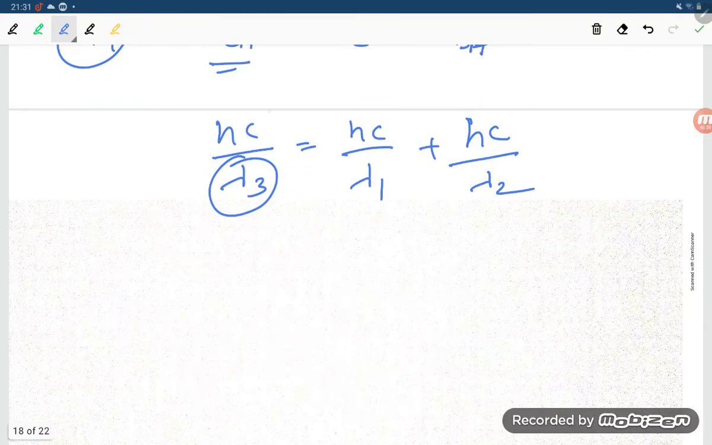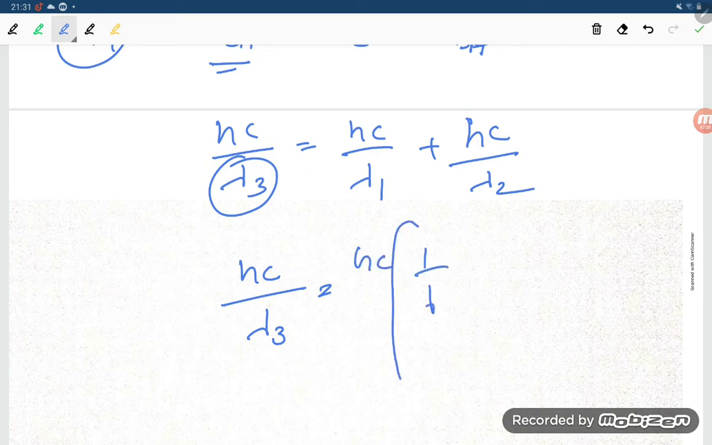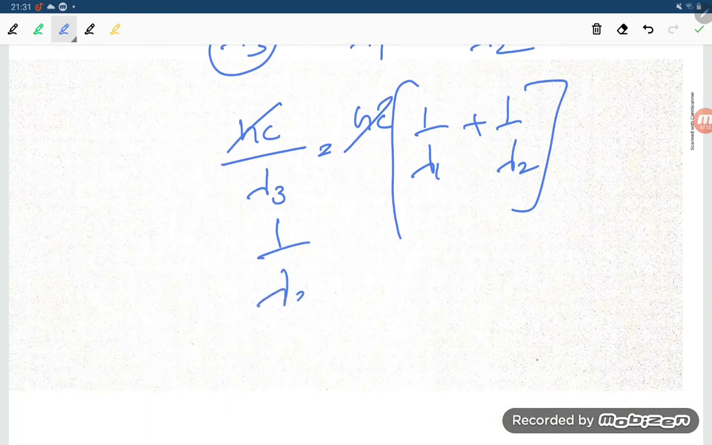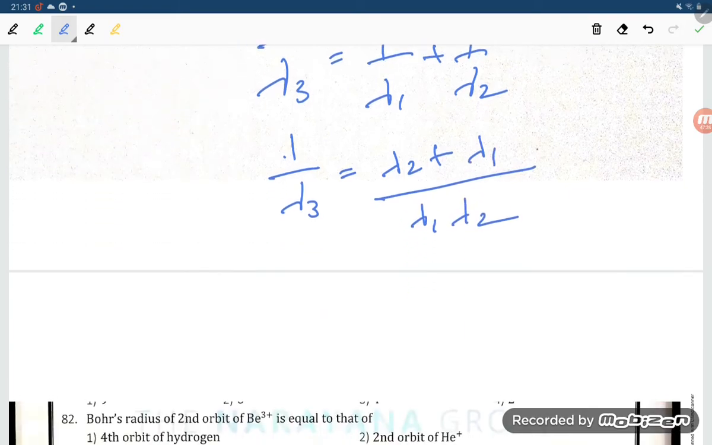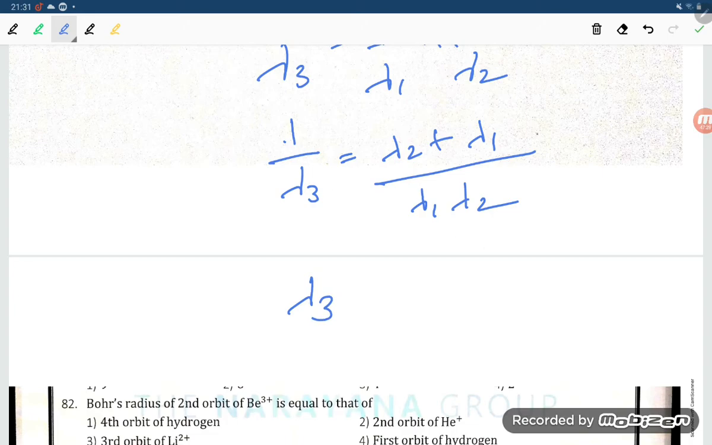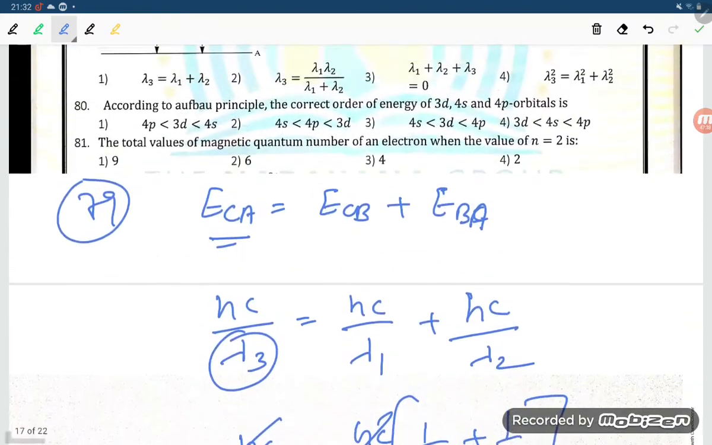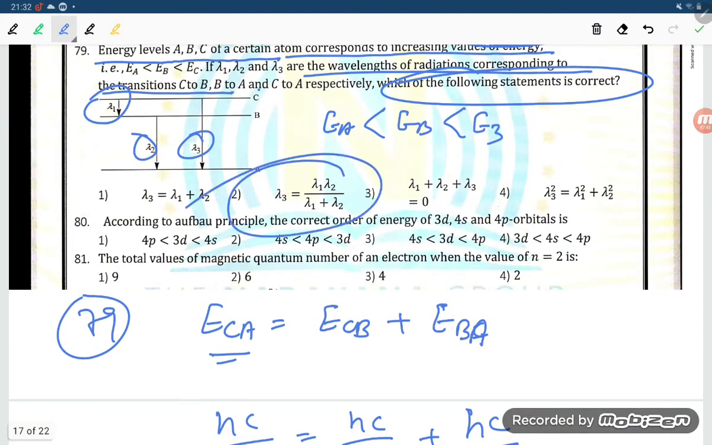Now, student, if you take HC common, HC by lambda 3 is equal to HC times 1 by lambda 1 plus 1 by lambda 2. This HC cancels out, so 1 by lambda 3 is equal to 1 by lambda 1 plus 1 by lambda 2. If you simplify, 1 by lambda 3 is equal to lambda 2 plus lambda 1 divided by lambda 1 lambda 2, right, student? Now cross multiply, so lambda 3 comes out as lambda 1 lambda 2 upon lambda 1 plus lambda 2. You can match with the options, student. The correct option is option B.